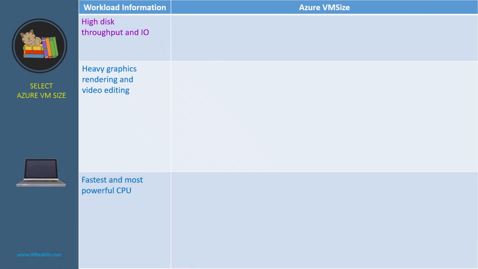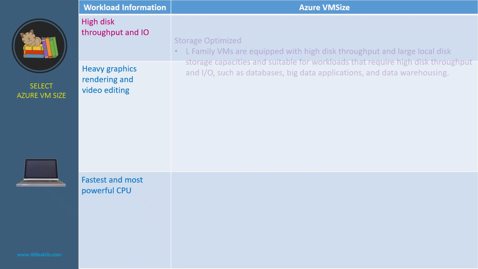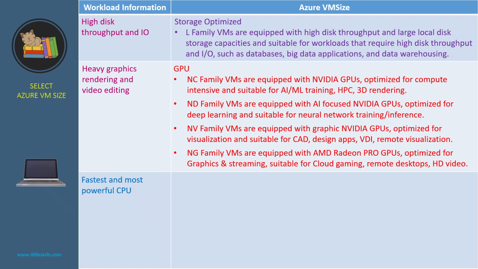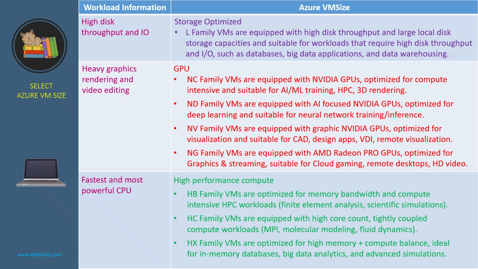If the workload requires high disk throughput and I/O, then we should select the storage optimized Azure VM size. If the workload requires heavy graphics rendering and video editing, then we should select the GPU Azure VM size. And finally, if the workload requires the fastest and most powerful CPU, then we should select the high performance compute Azure VM size.